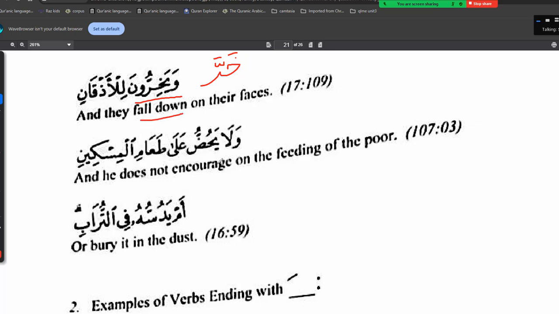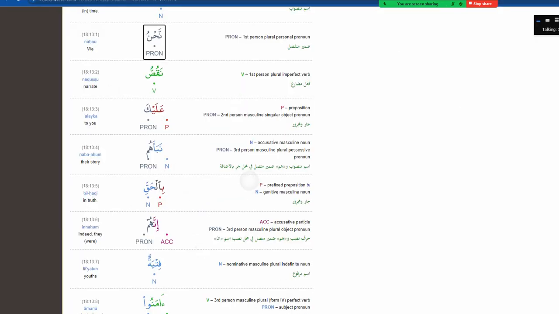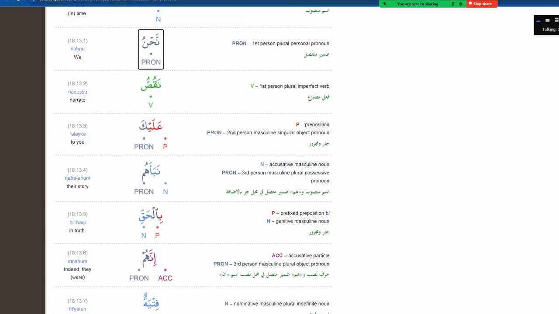So لا يحض على طعام المسكين. And he does not encourage the feeding of the poor. So which is the word? يحض, right? So what is the madi for this? Very good. Hadda yahuddu. This is like nasara yansuru. Right? Yahuddu is huwa. Am yadussuhu fit turab. Or bury it in the dust. Dassa yadussu, to bury.